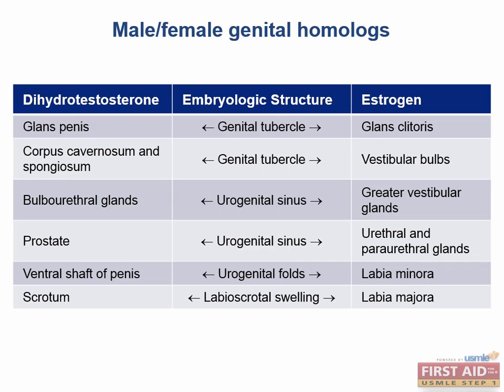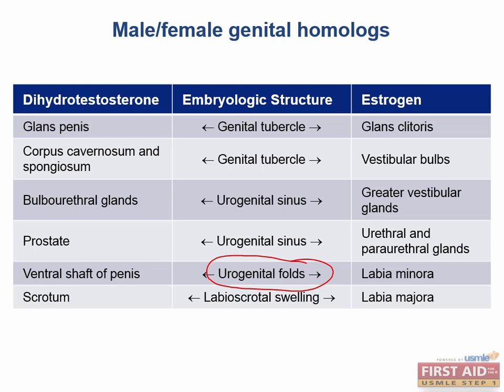Here's a useful chart showing how the same embryological structures develop into the different male and female external genitalia under the influence of estrogen in the female versus testosterone in the male. Most of these aren't tested particularly often, but if there's one exception, it would have to be the urogenital folds, which you can see right here. So what's so different about it?